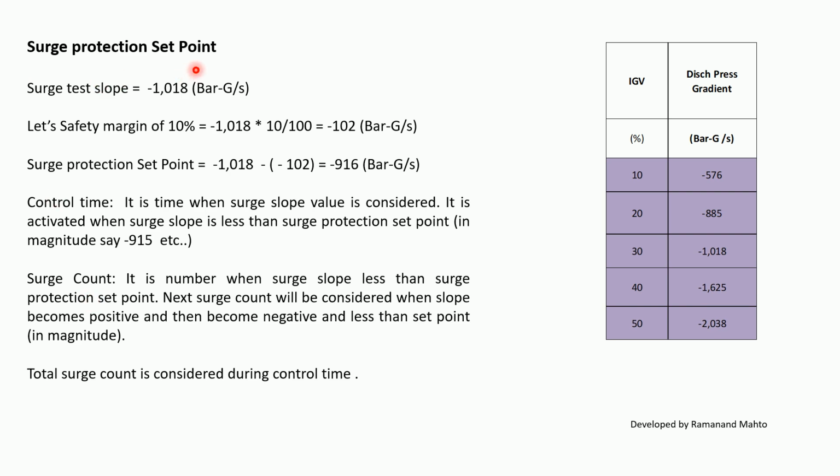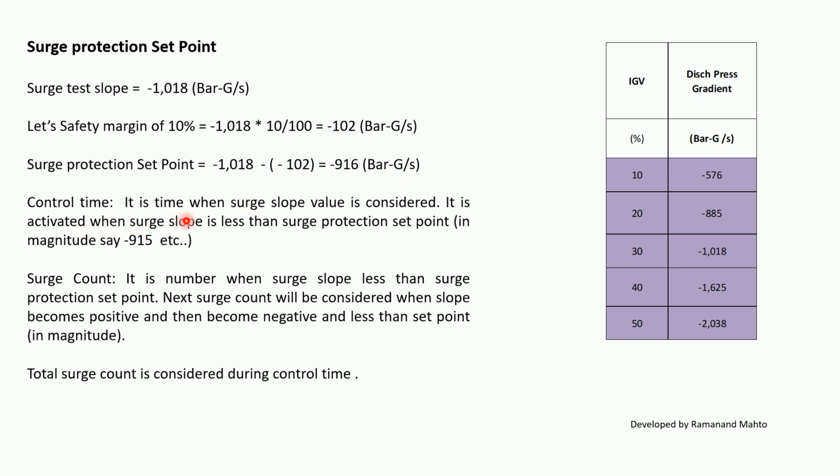Surge protection set point. The surge test slope of minus 1018 bar gauge is selected for the minimum slope, minimum IGV. Let's say the safety margin is 10%, so minus 1018 into 10 by 100 is minus 102 bar gauge. So the surge protection set point will be minus 1018 minus 102, which comes to minus 916 bar gauge per second.